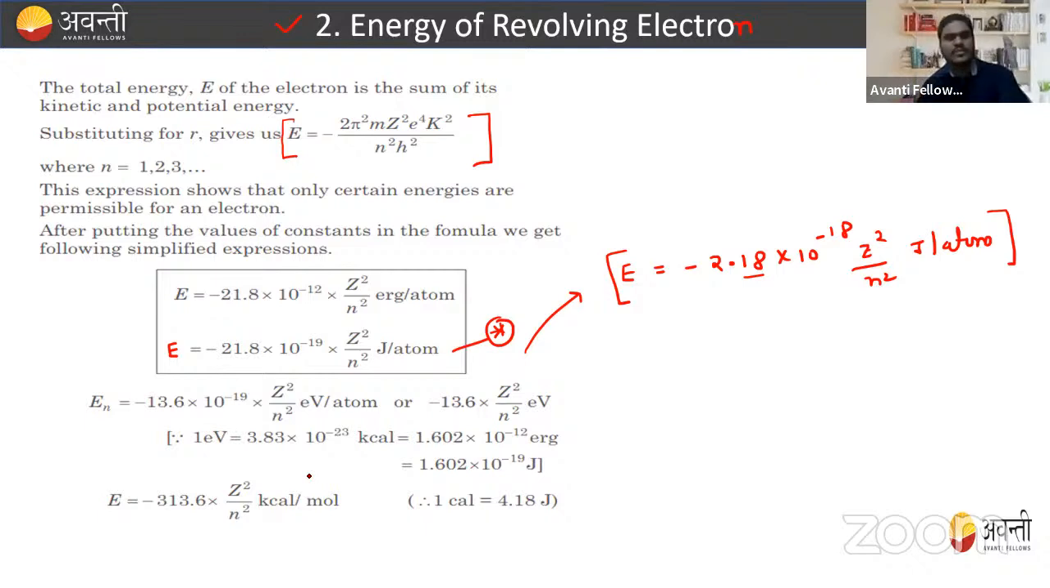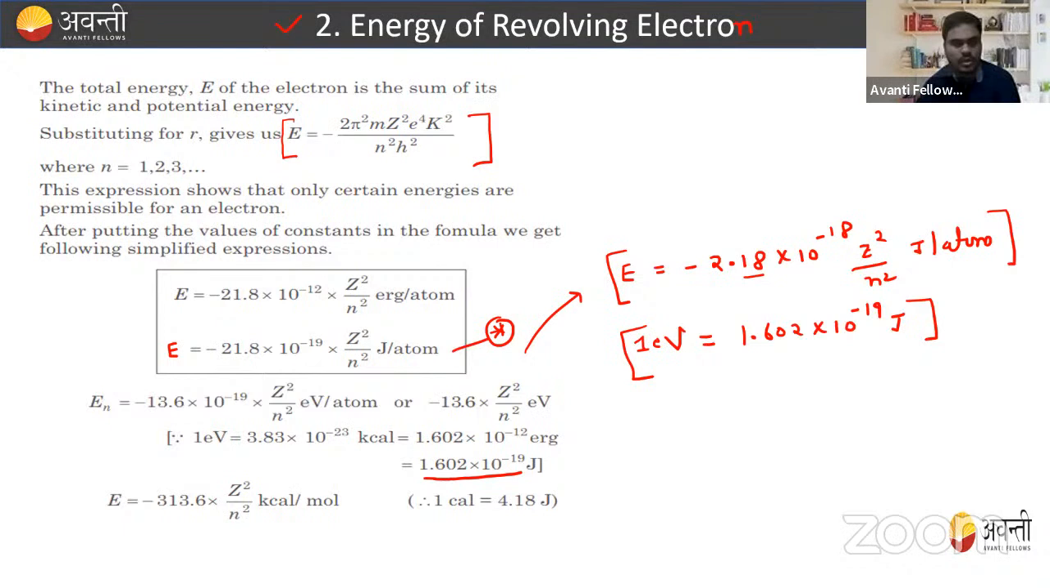Now, we know that 1 electron volt is equal to 1.602 into 10 raised to the power minus 19 joule. Remember this important fact here. It plays a crucial role in solving numericals, because many times you have to interconvert electron volt into joule or joule into electron volt. So just remember, 1 electron volt is equal to 1.602 into 10 raised to the power minus 19 joule. So this is the value of 1 electron volt. I hope this is clear to you.